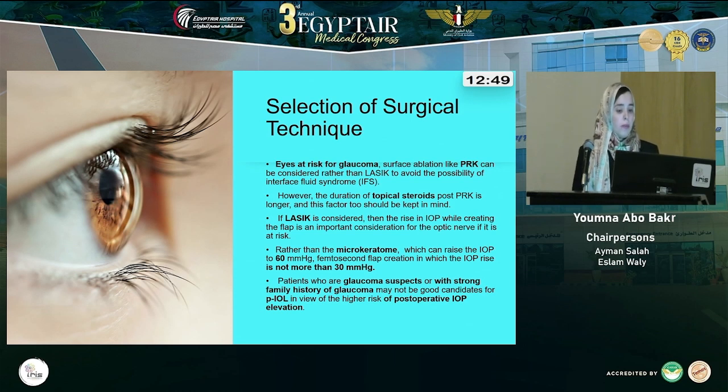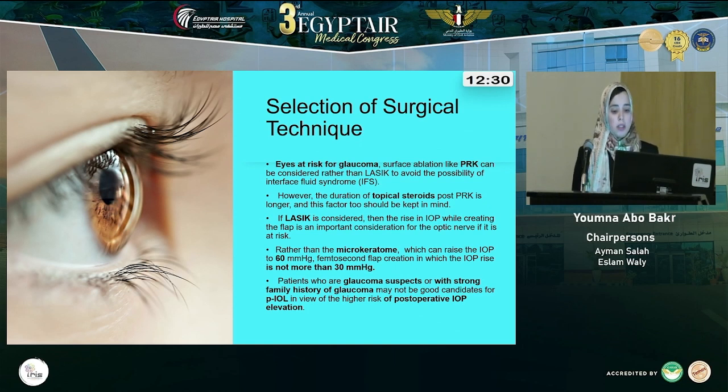However, the duration of topical steroids with PRK is prolonged, so you have an increased risk of steroid response. So it's better to start with something like loteprednol than Optipred, prednisolone, or even fluorometholone.